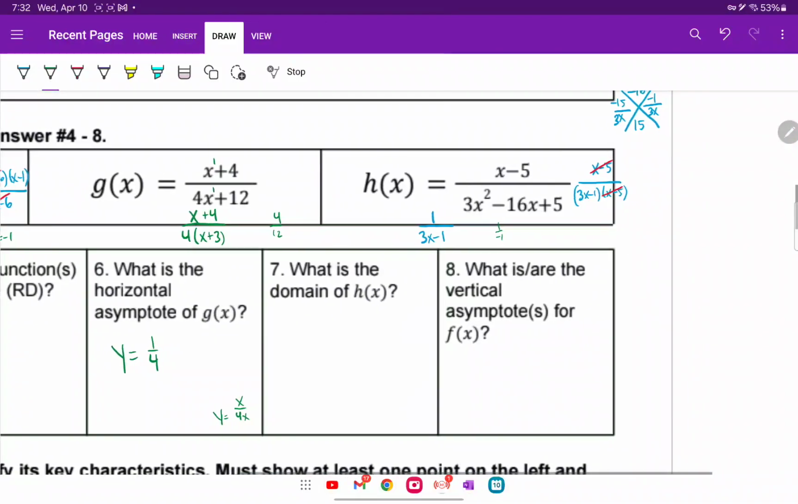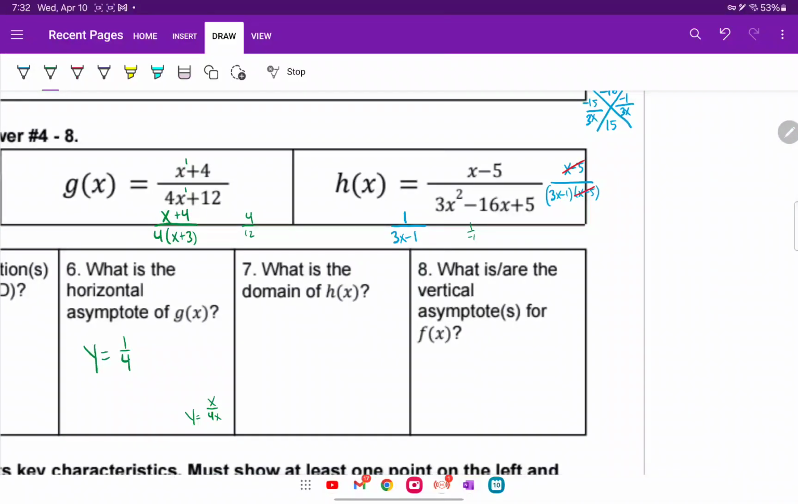What is the domain of h of x? So here I'm going to go back to the original function, 3x minus 1, x minus 5. So braces, x such that x cannot equal. So I would solve these. The first one would be 1/3. And x minus 5 equals 0 would be 5. So that is my domain for h of x.